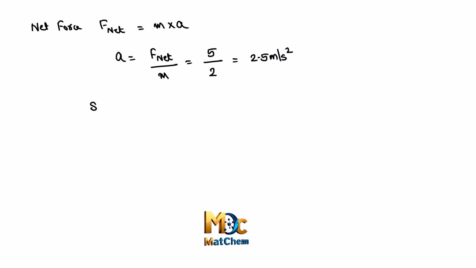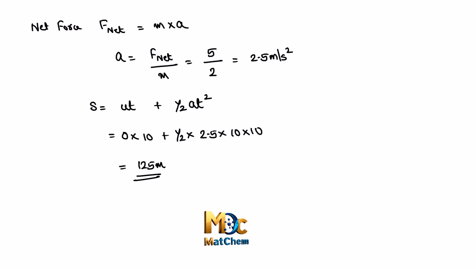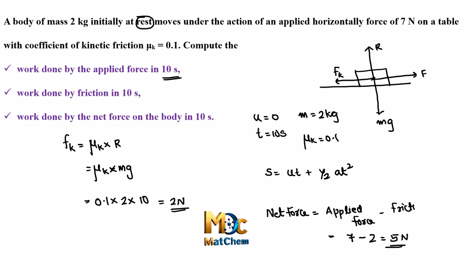Now we can calculate the displacement. S is equal to ut plus half at square. Since it is starting from rest, initial velocity is 0, into time, which is 10 seconds, plus half into acceleration 2.5, into time square, which is 10 into 10. So 2.5 into 10 is equal to 25, 25 into 10 is equal to 250, and 250 divided by 2 is equal to 125 meter. Therefore, displacement will be equal to 125 meter.